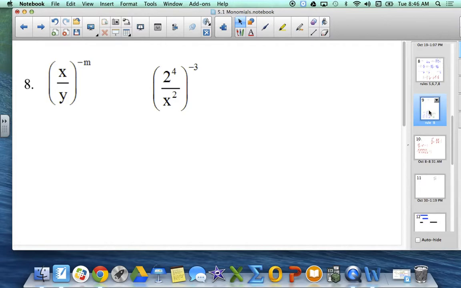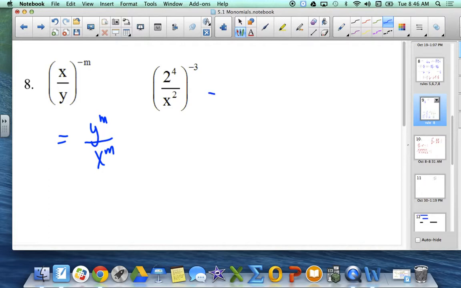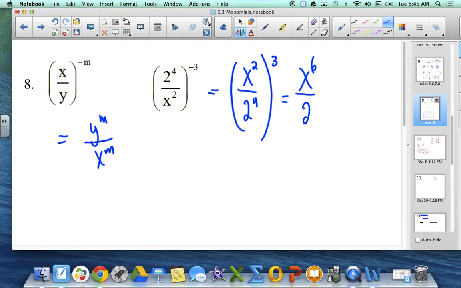All right, so once again, I have up here another negative power. Your answers on your homework tonight should not have any negative powers unless you're working with scientific notation. We'll talk about that in a minute. So this is actually equal to y to the m over x to the m. So what's going to happen here? This is going to be over 2 to the 4th raised to the 3rd. So this is x to the 6th over 2 to the 12th.